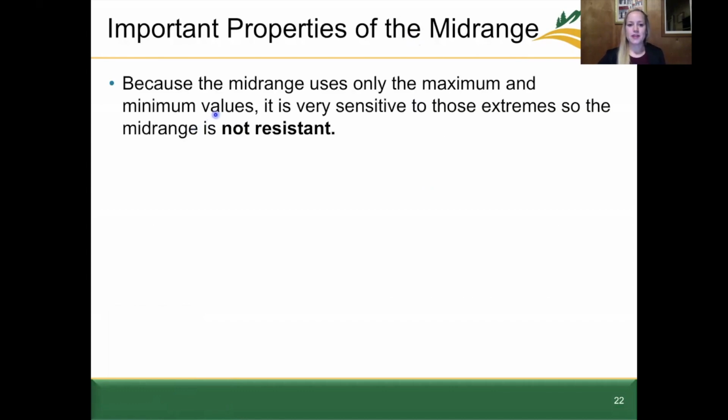Because the mid-range uses only the maximum and minimum values, it is very sensitive to those extremes. So the mid-range is not a resistant kind of statistic, right? For mid-range, we're taking the minimum value plus the maximum value, dividing by 2. If that maximum value increases by a factor of 10, for example, it might be an outlier, but we still find the mid-range by taking that value and the minimum value and finding what's in between. So the mid-range is not considered resistant because it is very sensitive to a value on the extreme, and if those values change, that will definitely impact the mid-range.